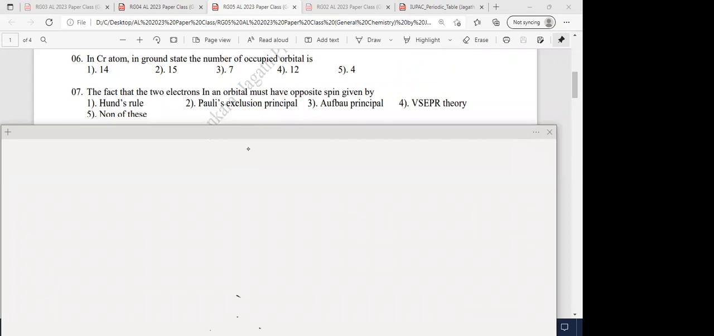Opposite spin. Having opposite spin. Yes. Parallel spin and opposite spin. That means electrons in an orbital occupy opposite spin, because parallel spin has more repulsion and is unstable. So when they are in opposite spin, that is more stable, right? That is more stable.